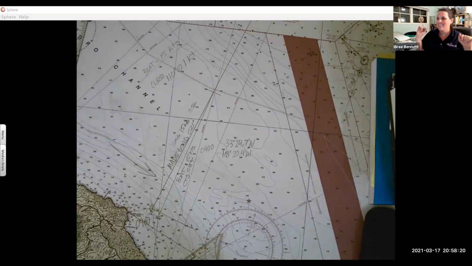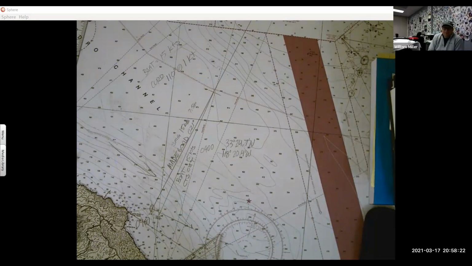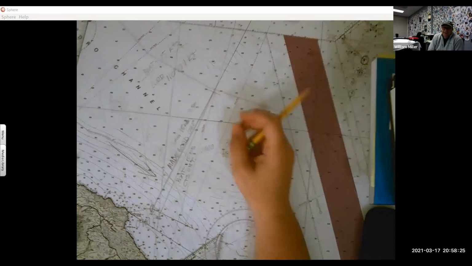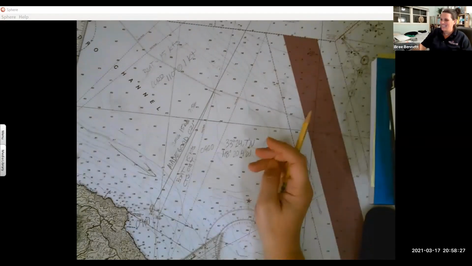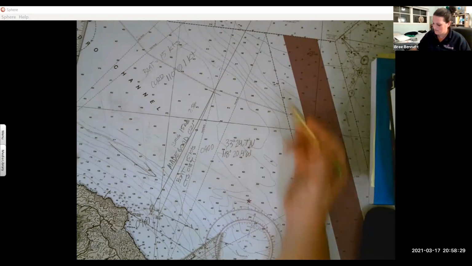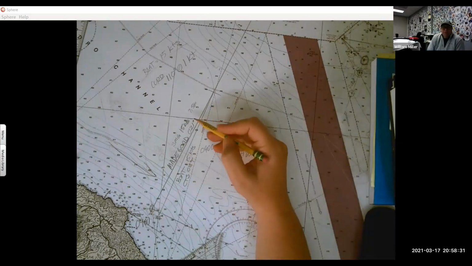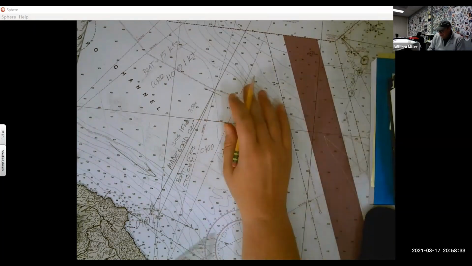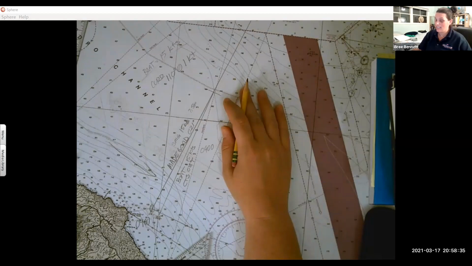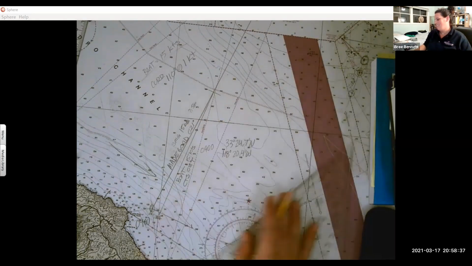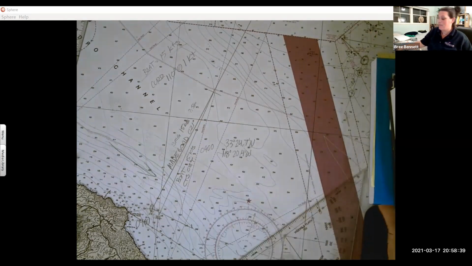I just grabbed a yardstick off the wall and drew the full line. Okay. Wouldn't have that on the boat with me, most likely, but you know, it's always good to have a yardstick on the boat because sometimes you're drawing big long lines.